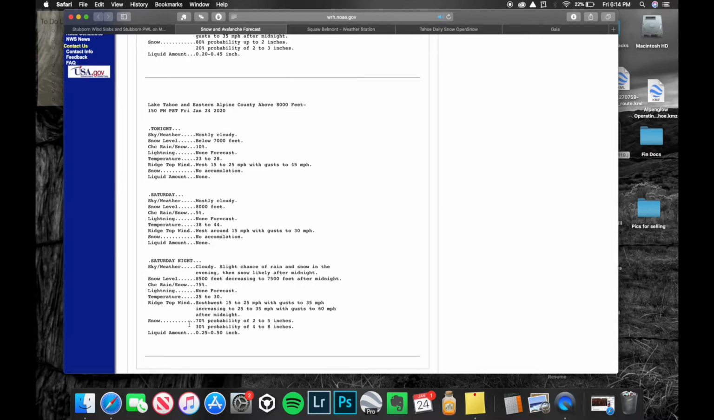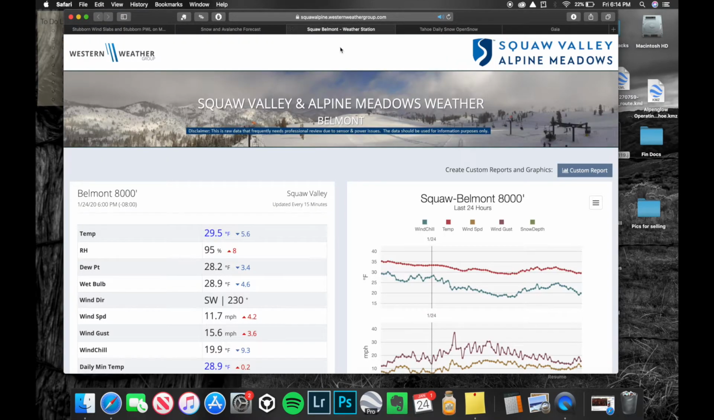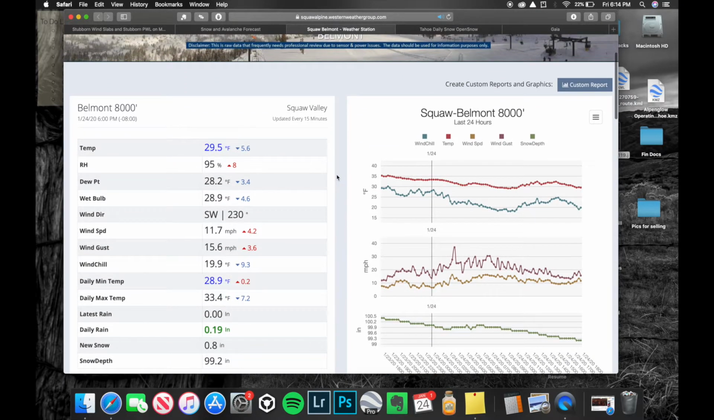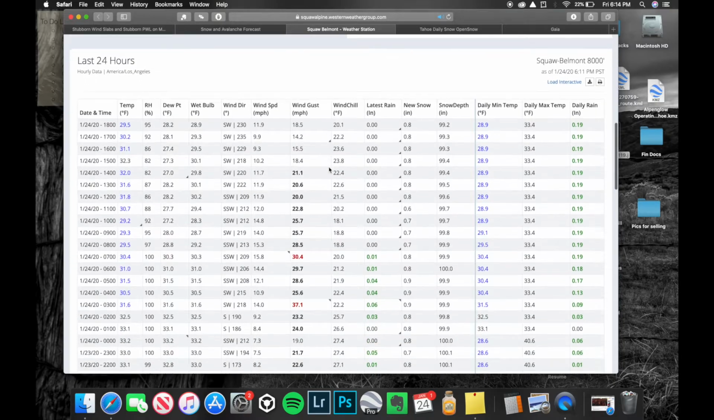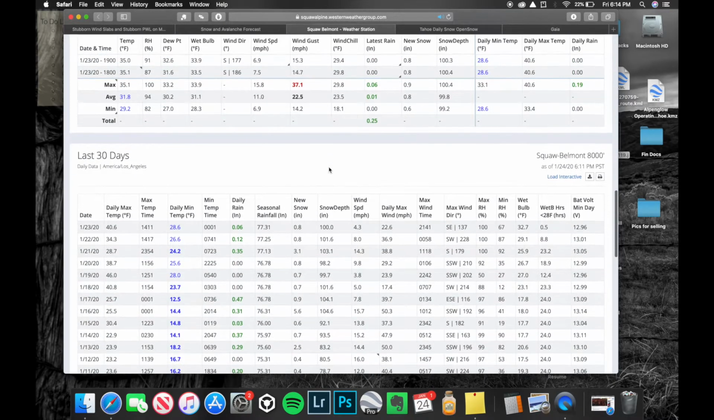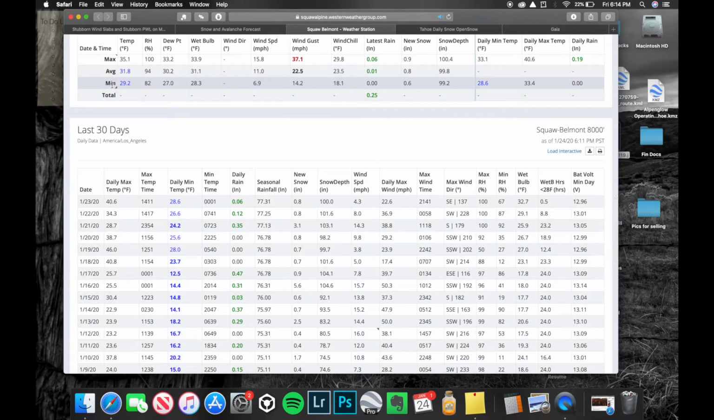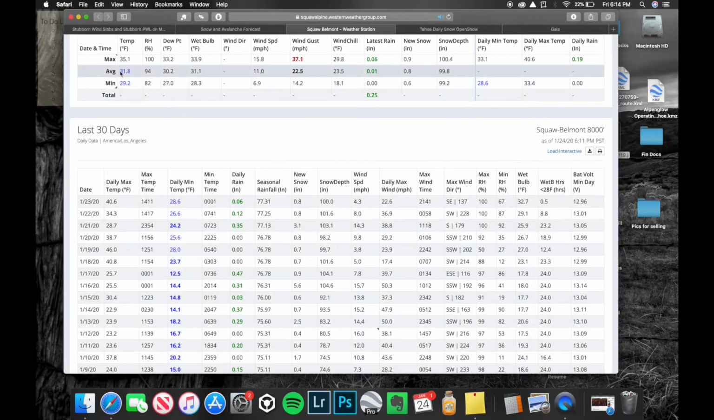And then from there, I will go to the Squaw Valley Belmont Weather Station, which is at 8,000 feet, which I find is a good representation of what's going on. And then what's really cool is it lists all those columns there: temp, wind speed, direction, wind chill, snow. They'll list the maximum, the average, and the minimum for the last 24 hours.